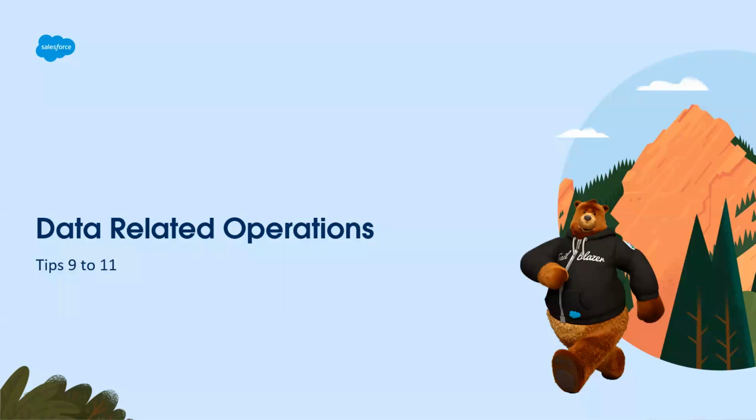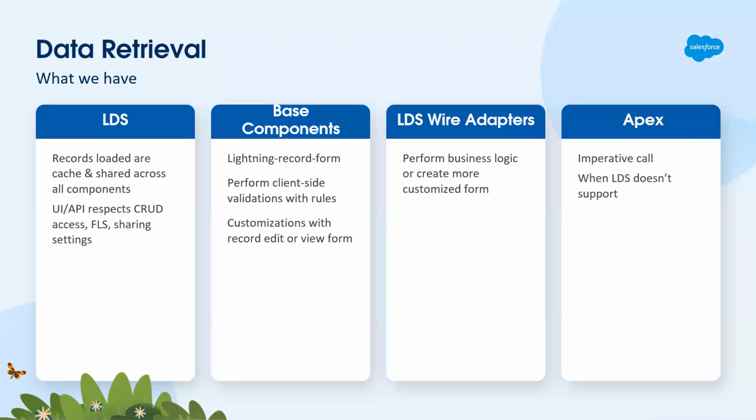So now let's move on to data related operations. Here there are four ways we can do the data retrieval. One is LDS, Lightning Data Service, base components, the wire adapter, and Apex. LDS is good when records are loaded into the cache and shared across all the components. That's the beauty of LDS. LDS also respects sharing settings, FLS, and all that stuff. So that's the beauty of LDS.